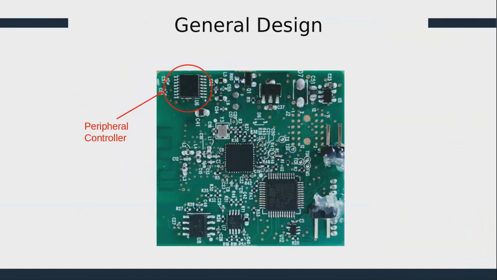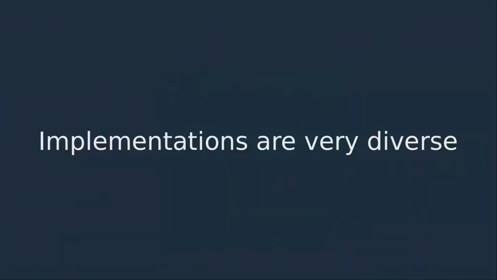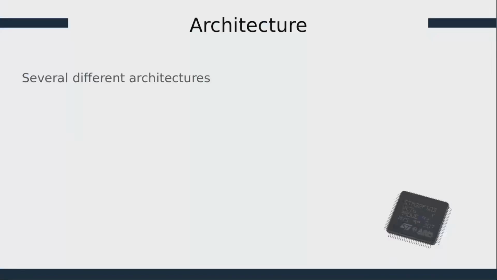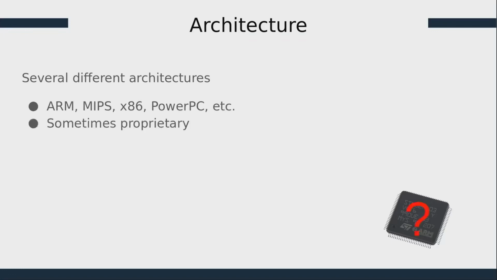So though the design is generic, implementations are very diverse. For instance, firmware may run on several different architectures, such as ARM, MIPS, x86, PowerPC, and so forth. And sometimes they're even proprietary, which means that if a security analyst wants to understand what's going on in the firmware, they will have a hard time without the vendor specifics.